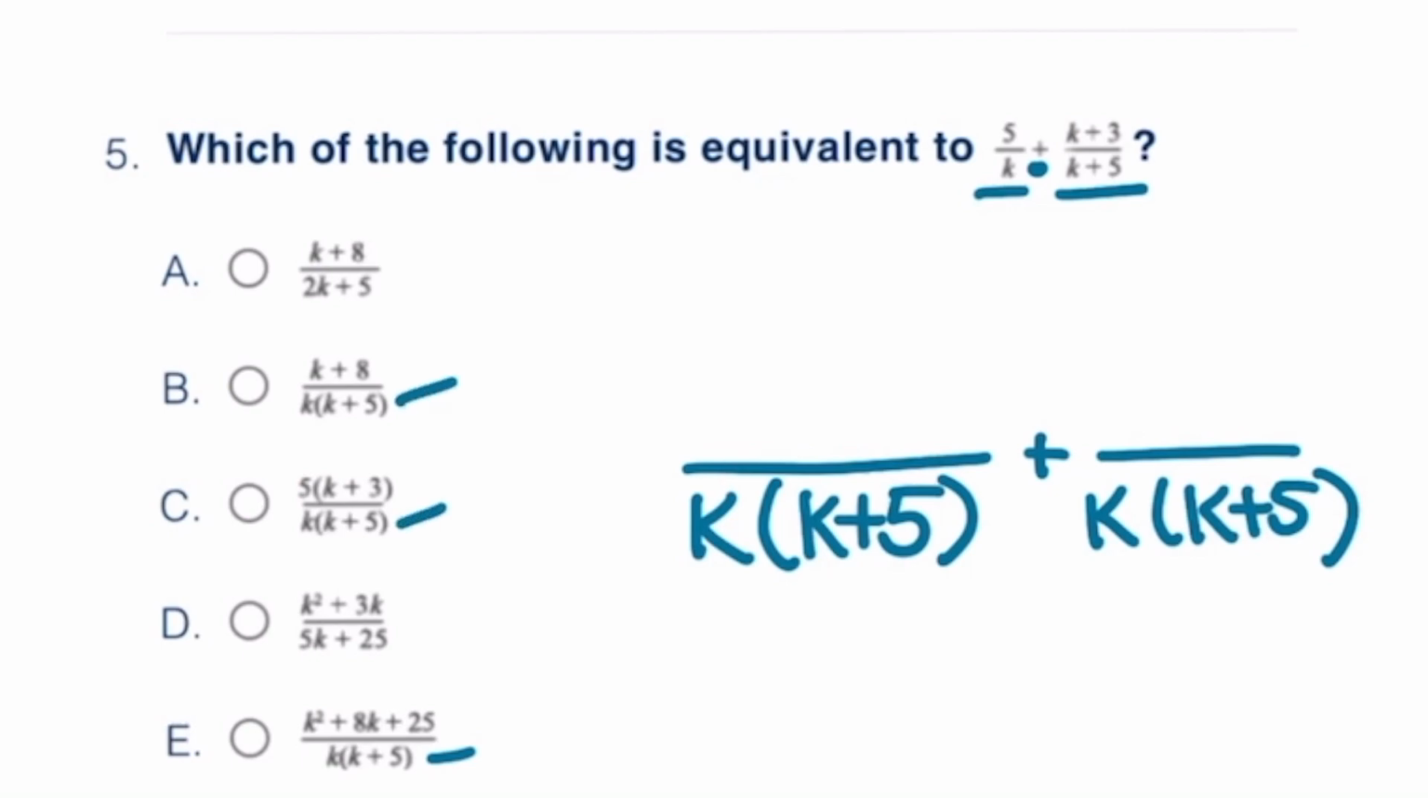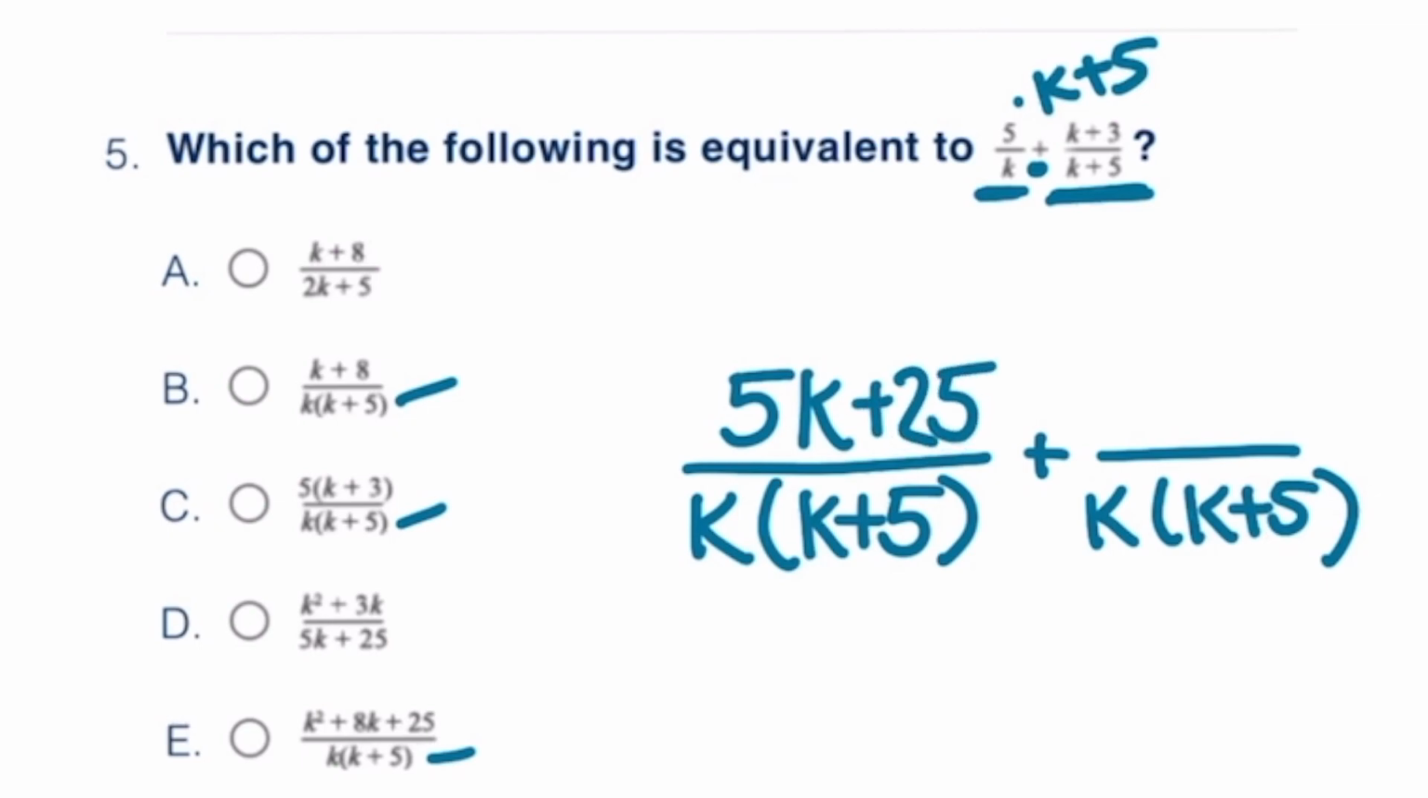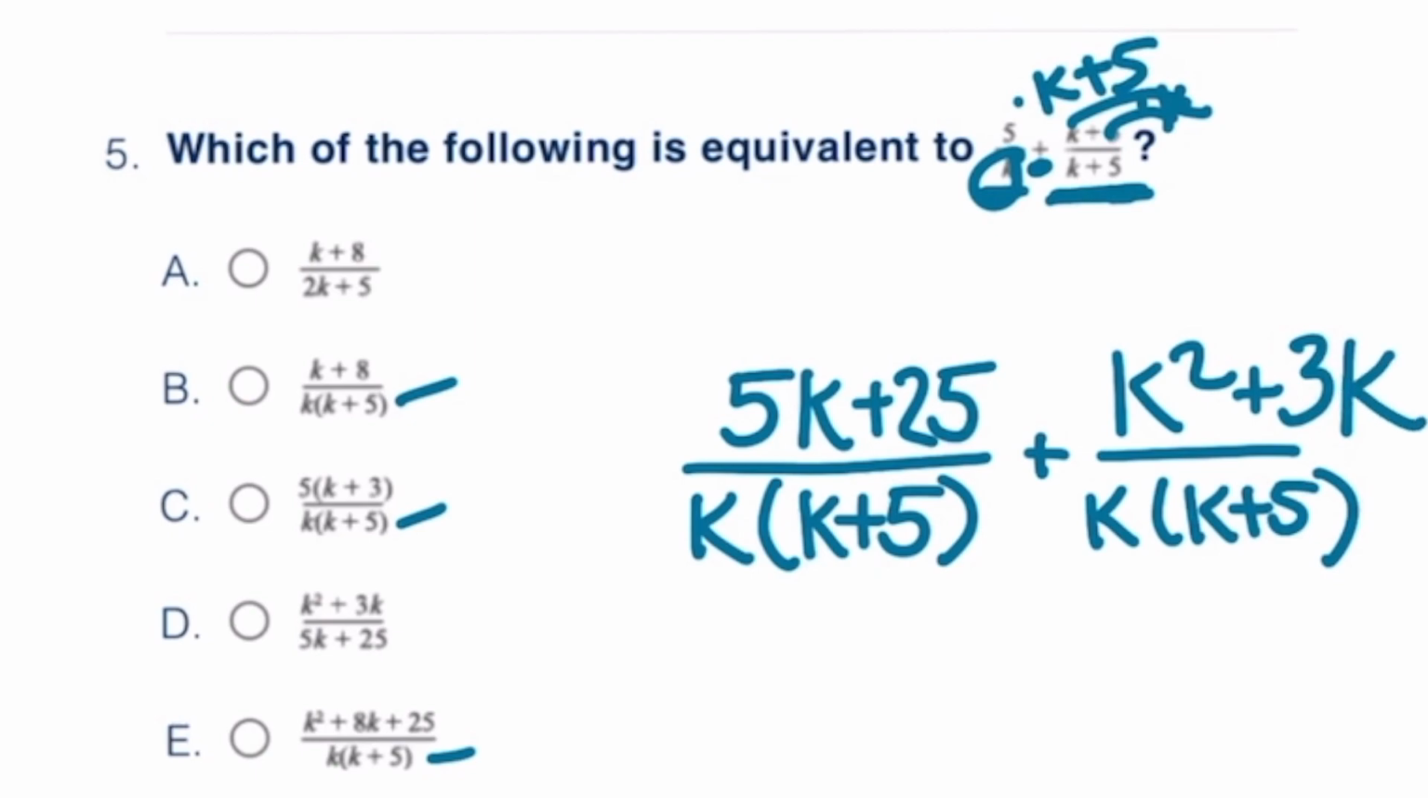So that first fraction there, and also I'm just noting that I'm leaving it like that. I'm not multiplying out the k because you can see in my options of answers, that's an option. So my first fraction I'm multiplying by k plus 5, so I have to take 5 times k plus 5, which gives me 5k plus 25. Same thing for my second fraction, except I'm multiplying that one by k, so I have to take that k plus 3 times k, so k times k is k squared, 3 times k is plus 3k.